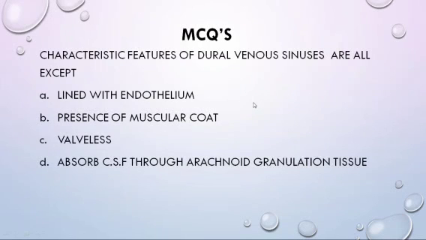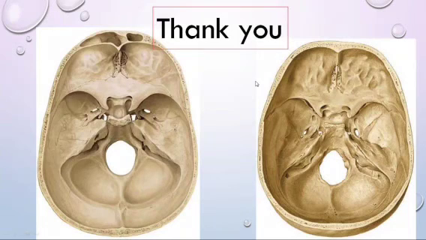Characteristic feature of dural sinuses except... Option B, presence of muscular cord. Very good. Presence of muscular cord, that is the wrong answer. Okay. So I think with this I'll finish the class.